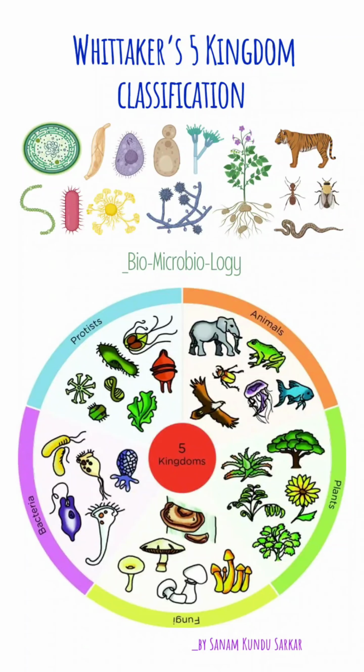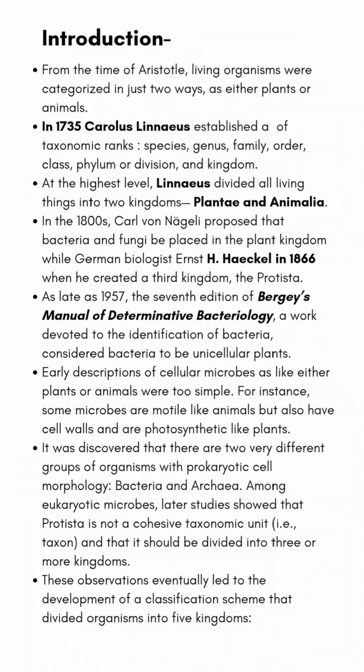In this short video, we are going to learn about Whittaker's five kingdom classification of organisms. Living organisms are very diverse. There are so many organisms, and it was necessary to classify them into different categories based on their characteristics.